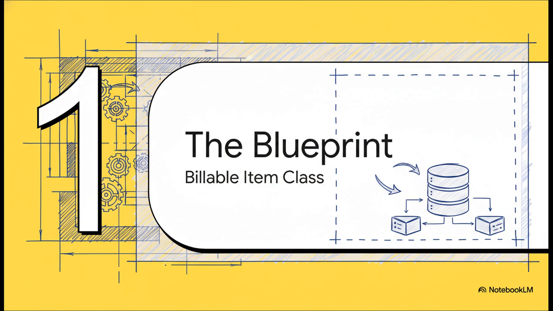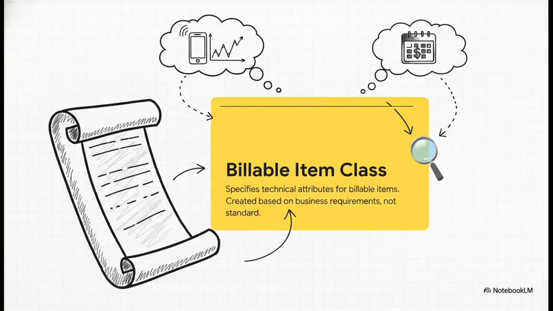This is the billable item class. So what is a billable item class? The most important thing to get is that SAP doesn't just hand these to you. Nope. You have to create them yourself based on what your business actually needs. It's basically a blueprint. You're defining all the technical details for a specific category of charge. So you might make one class for, say, mobile data charges, and a totally separate one for monthly subscription fees. Each one is custom built with exactly the fields it needs and nothing it doesn't.